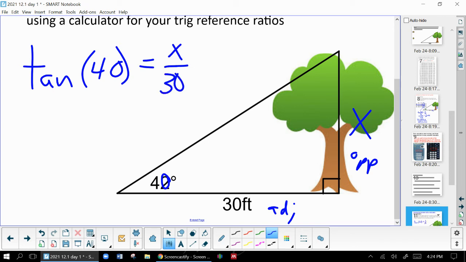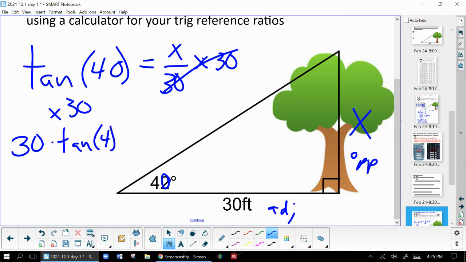One difference is I'm not going to replace that value of tangent 40 from my calculator just yet. When you use your calculator, you end up with like 8 or 9 or 10 decimal places. I don't want to deal with that. So I'm just going to go ahead and do the exact same steps. I'm going to multiply by 30. I'm going to multiply by 30. That's going to cancel that out. And so I get 30 times the tangent of 40 equals x.